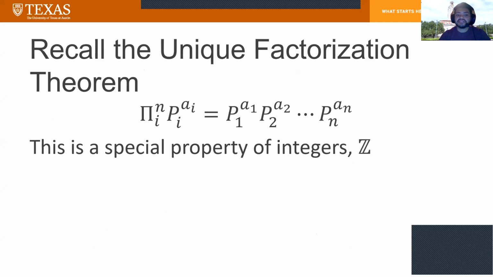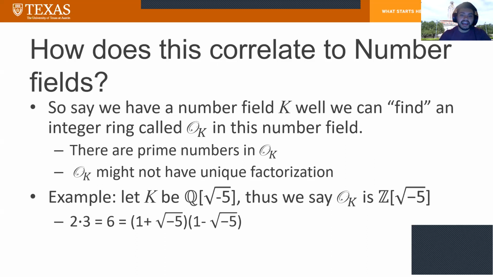Recall the unique factorization theorem, where we can decompose any integer into the product of primes. This is a special property of the ring of integers. How does this correlate to number fields? So say we have a number field K. Well, we can find an integer ring called O_K in this number field. O_K is analogous to Z. There are prime numbers in O_K, but O_K might not have unique factorization.